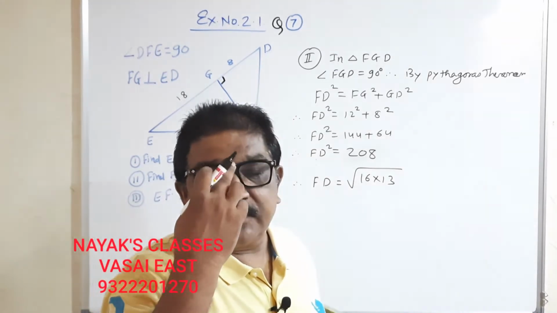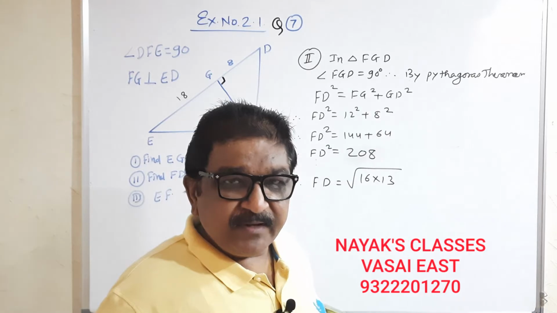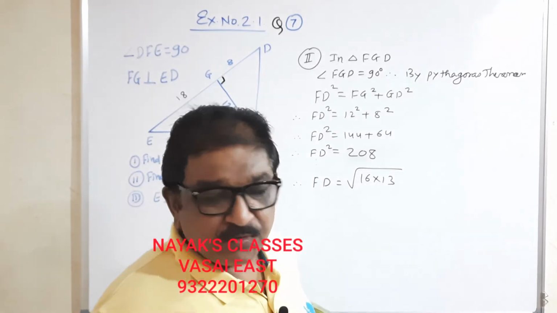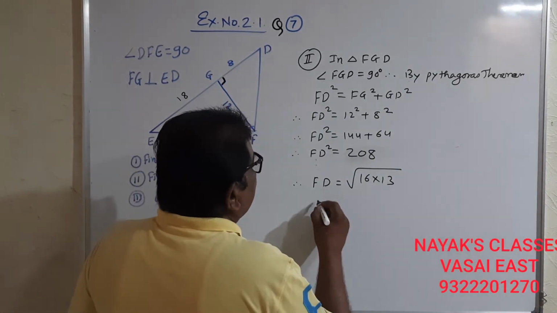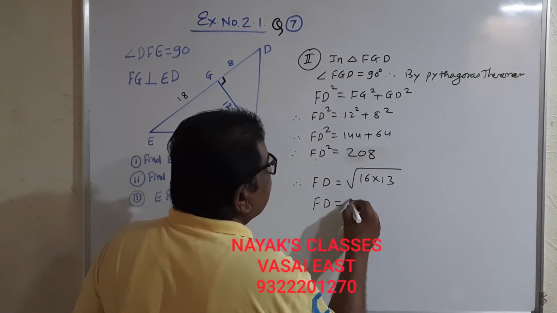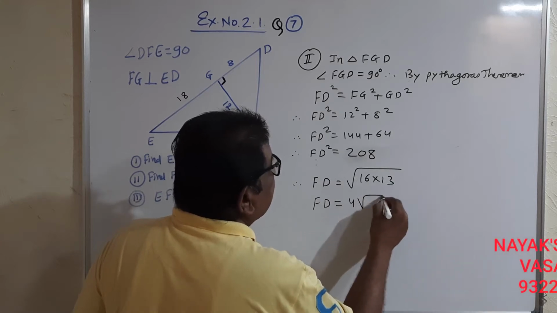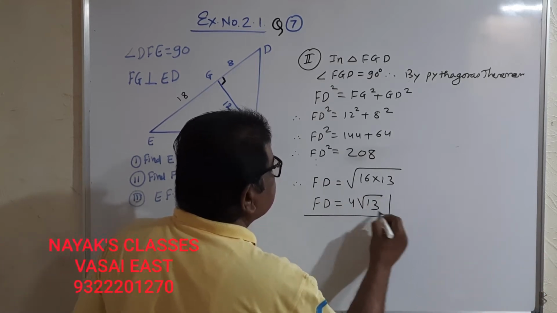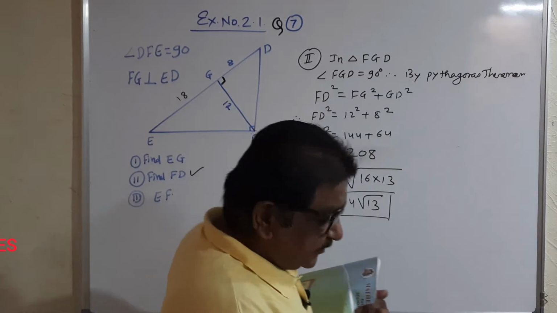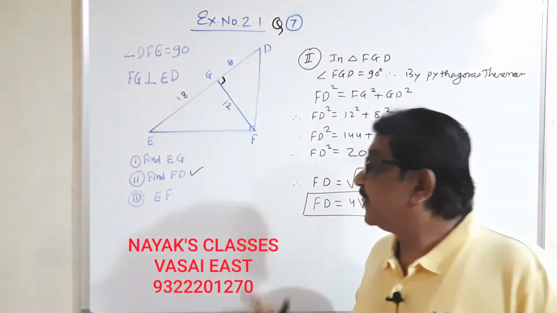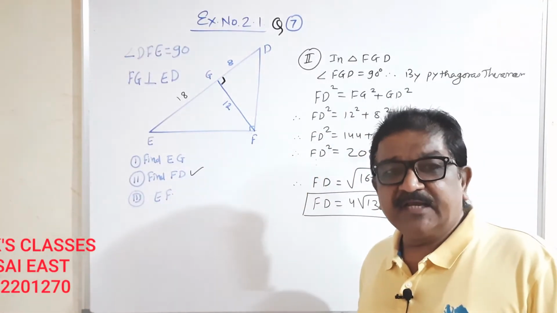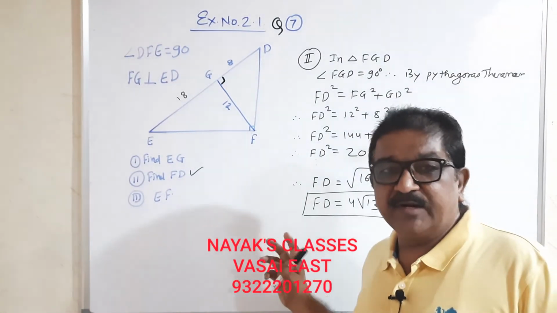I told you must be strong in each table up to 20. You have studied 5 tens are 50, but you must know 5 20s are 100. So double of each table you must know. That will help you in the calculations. So FD is equal to 16 square root is 4, under root 13. This is the answer of second part of this example. It depends on your calculating ability, how quick you are going to get the answer.